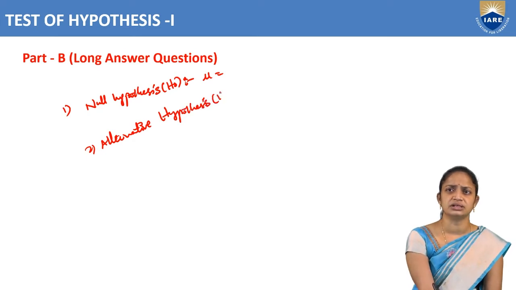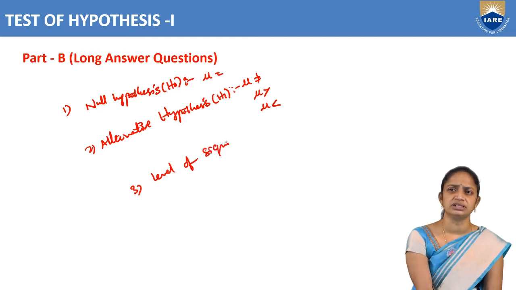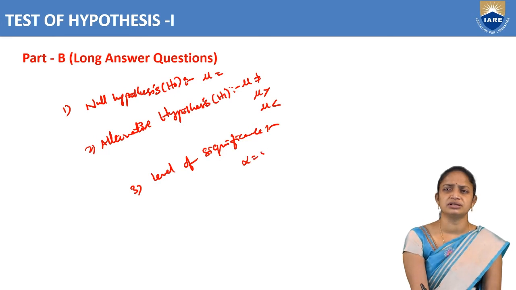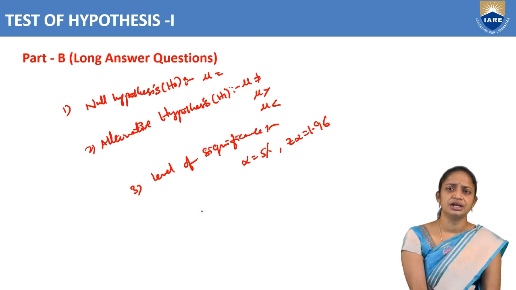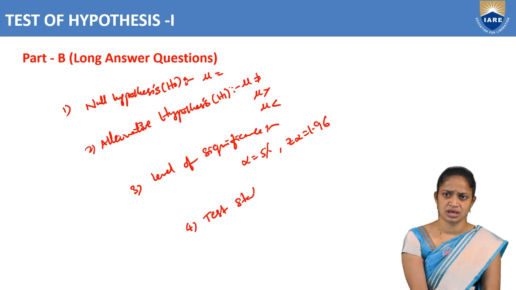So that is H1, that is mu not equal to, or we can take mu greater than or mu less than. So the third one is level of significance. Here for z alpha, the value at 5% or 95% is 1.96. We have to take it from the distribution table. So the next one is the test statistic. Here we have to use our formula.